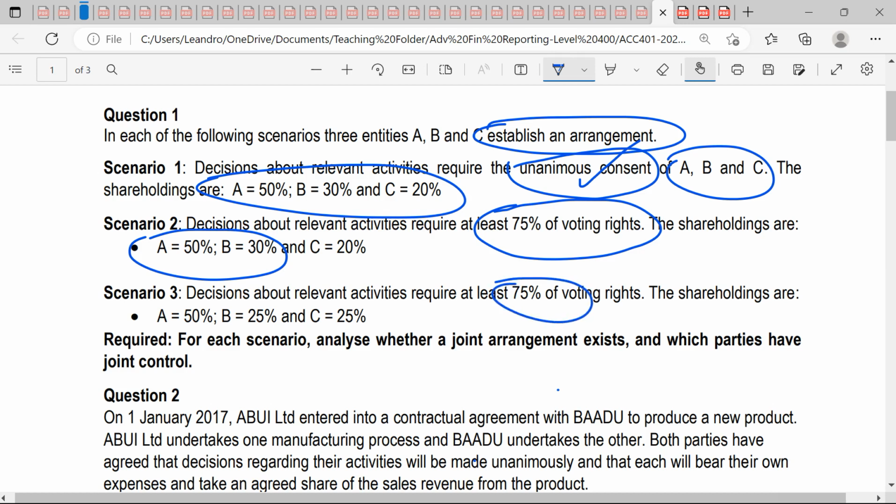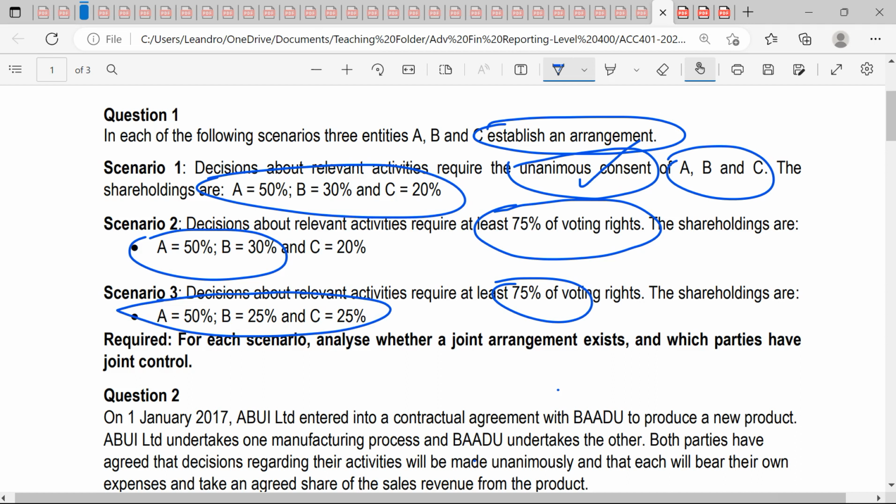In scenario three, again, it is 75%. But look at the percentage sharing. It can be A and B, or it can be A and C, because A has 50. It can get 75 if it joins with B. It can get 75 if it joins with C. The scenario says 75. What the standard says is, if you have a situation like this, then there is no clarity on who has joint control. So you need more information.